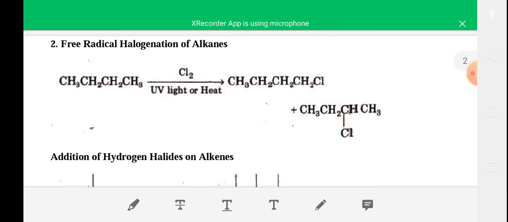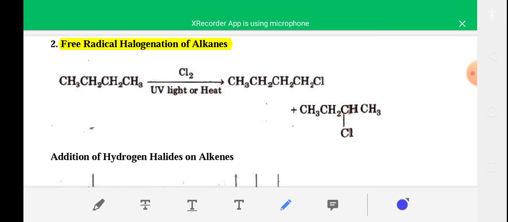Next method is free radical halogenation reaction. This is the second method of preparation. You have already studied in class 11 about this process. Okay, if you treat methane with chlorine in presence of sunlight, what you will see?